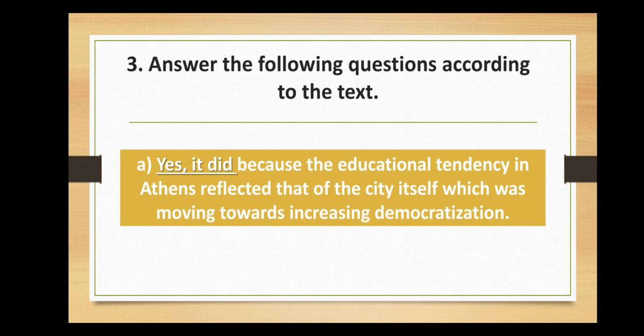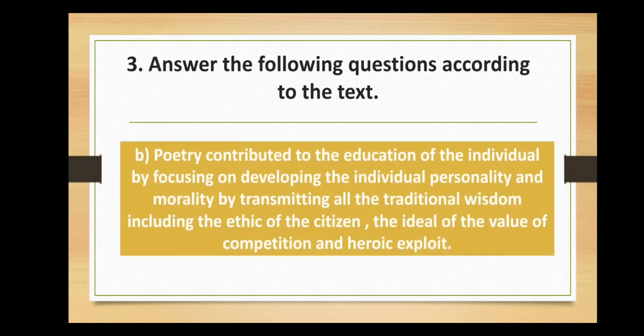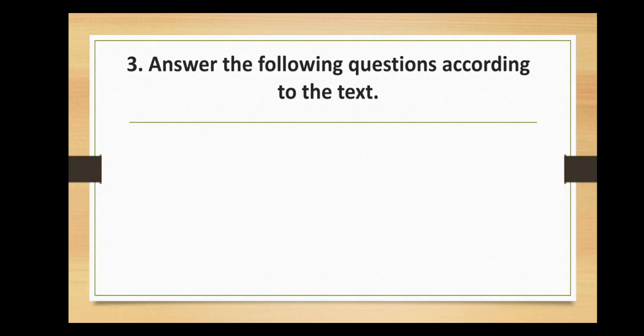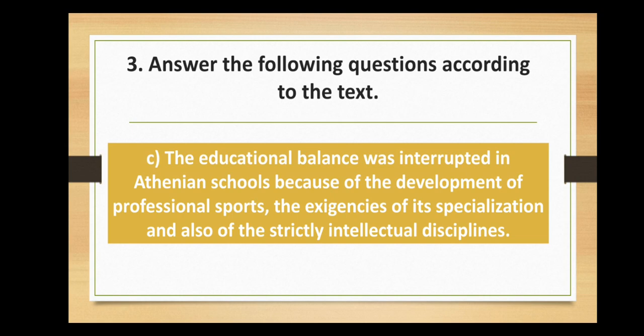How did poetry contribute to the education of the individual? B. Poetry contributed to the education of the individual by focusing on developing the individual personality and morality by transmitting all the traditional wisdom, including the ethic of the citizen, the ideal of the value of competition, and heroic exploit. This is as far as it concerns question B. Now finally, we move on to question C. Why was the educational balance interrupted in Athenian schools? The educational balance was interrupted in Athenian schools because of the development of professional sports, the exigencies of its specialization, and also of the strictly intellectual disciplines. This answer is actually mentioned in the last paragraph.